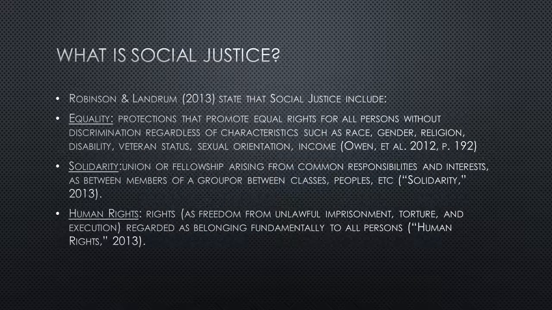Social justice includes a few rights. Robinson and Landrum state that social justice includes equality, protections that promote equal rights for all persons without discrimination, regardless of characteristics of race, gender, religion, disability; solidarity, union, or fellowship arising from common responsibility and interests; and human rights. These are rights regarded as belonging fundamentally to all persons.